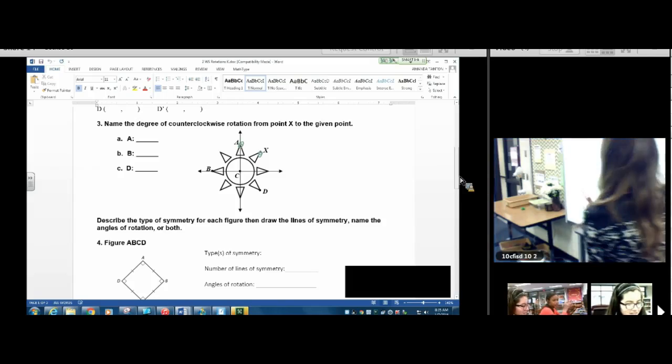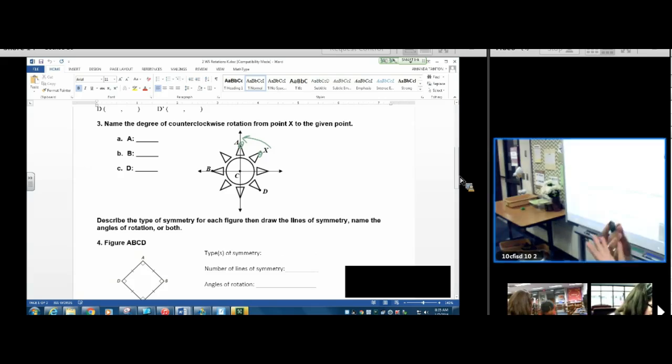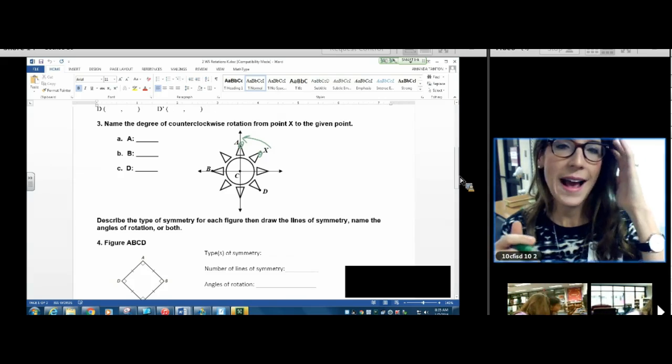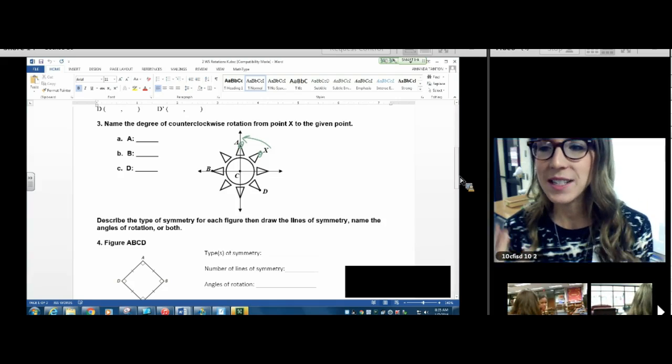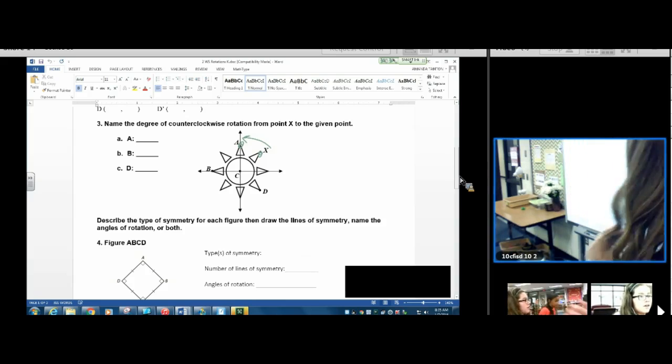Go against the clock, counterclockwise. So if we travel from X to A, the only information we need to know is how many degrees we're turning from point to point. And y'all were asking about the rotational symmetry. That's also the degrees when it's asking about angles of rotation. That's what we're doing in this problem as well.